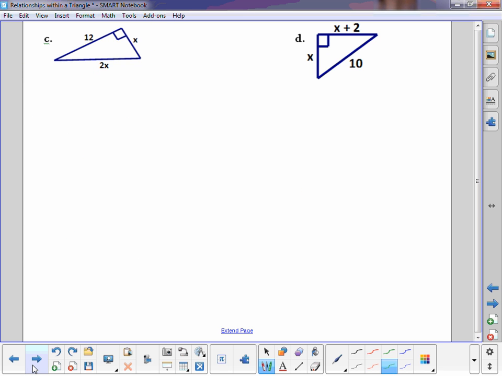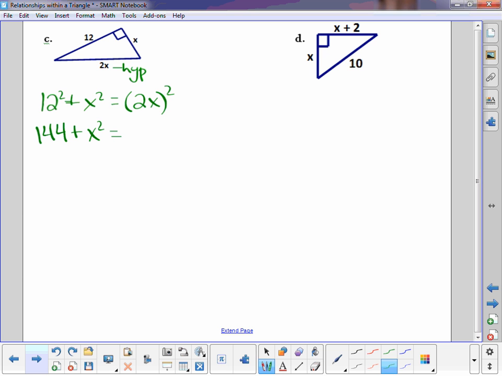What is my hypotenuse in C? Good, so this here is my hypotenuse. Alright, so when we set this up, I have 12 squared plus x squared equals 2x squared. Notice that entire quantity, 2x, squared. I want everyone to pause and make sure they wrote it down the correct way. Quantity 2x, squared. Alright, what is 12 squared? And then x squared we don't know.